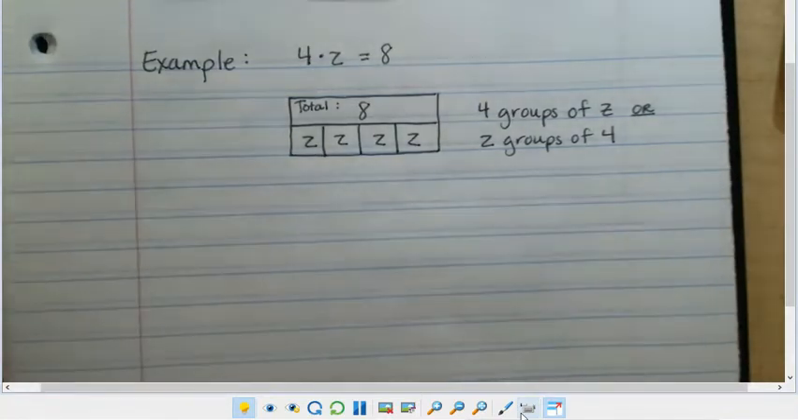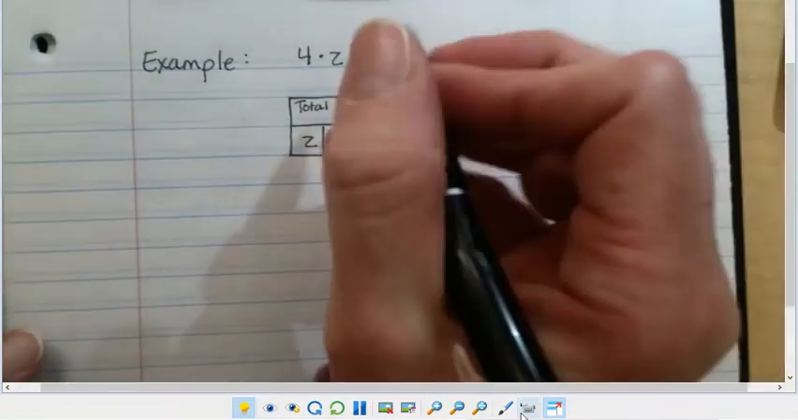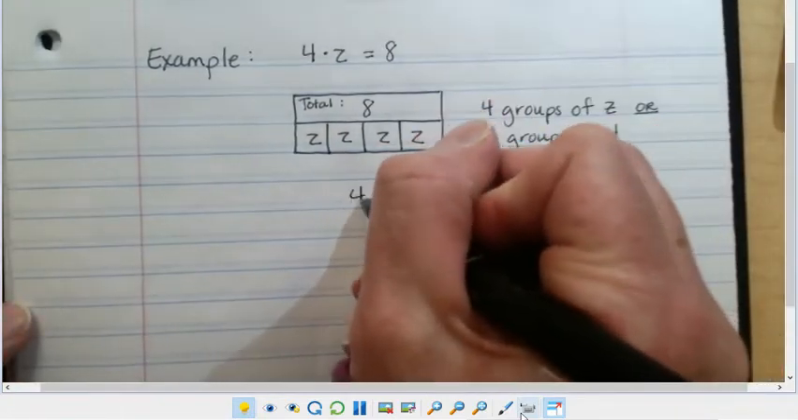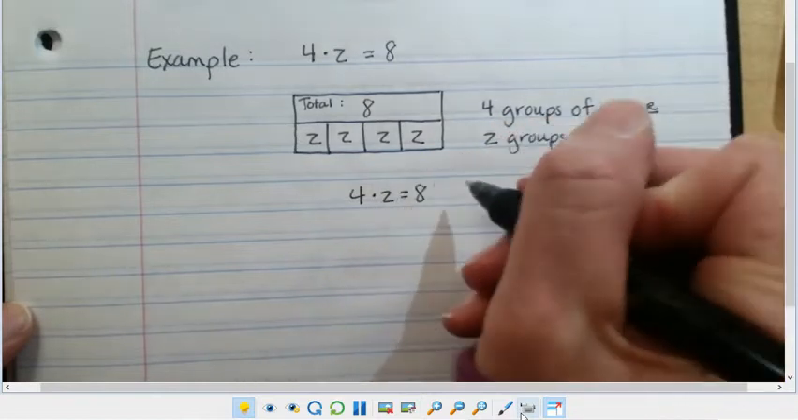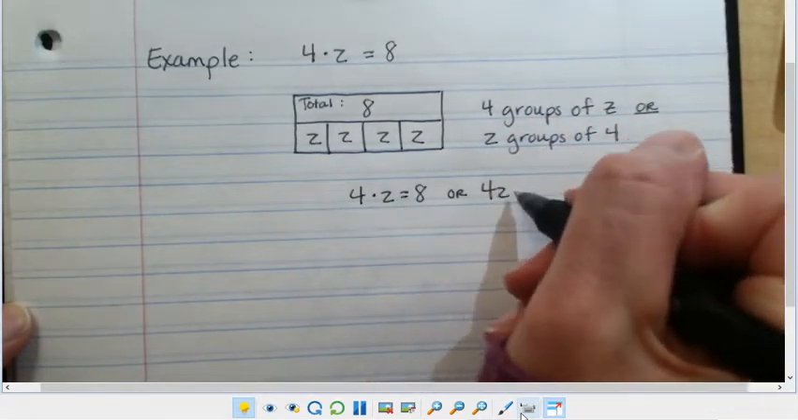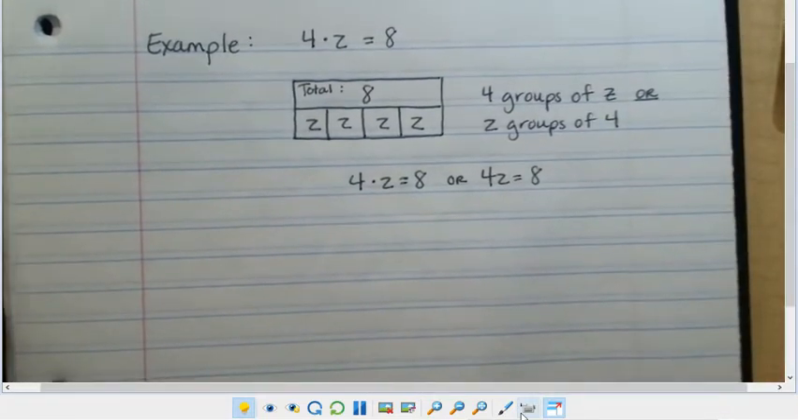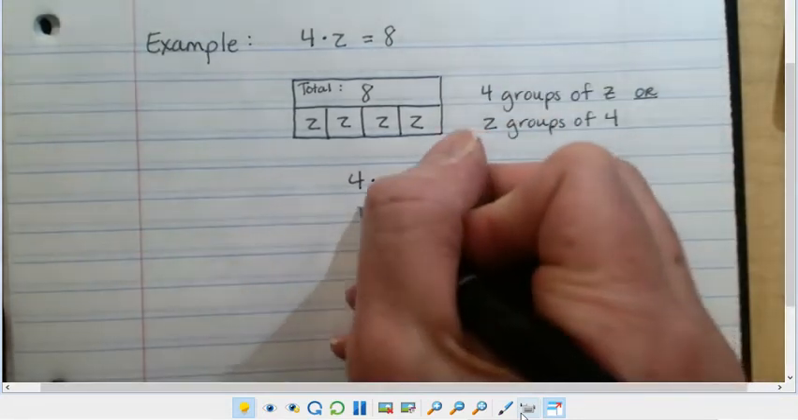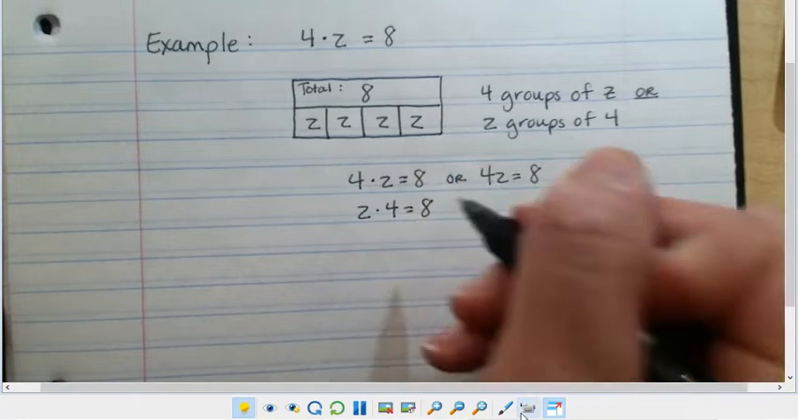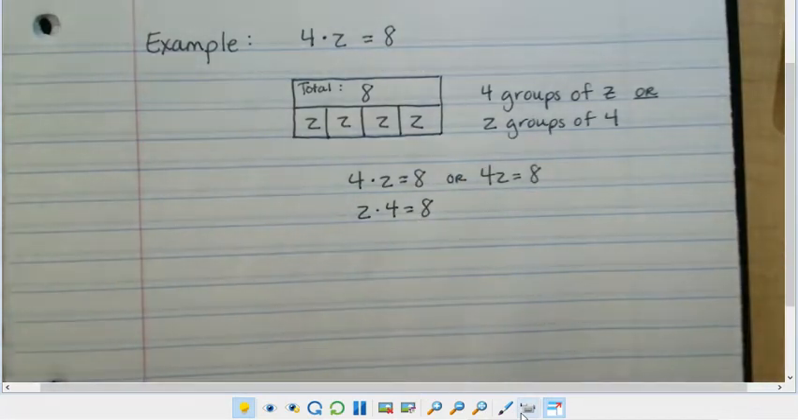And so now I can write my equations based off this model I have. So they gave me 4 times z equals 8, or 4z equals 8. I could also say z times 4 equals 8. Well, if we think back to the subtraction one we just did, we also found the inverse. We did addition as well. Do you think we can pull division from this? We can actually pull some division problems from this.